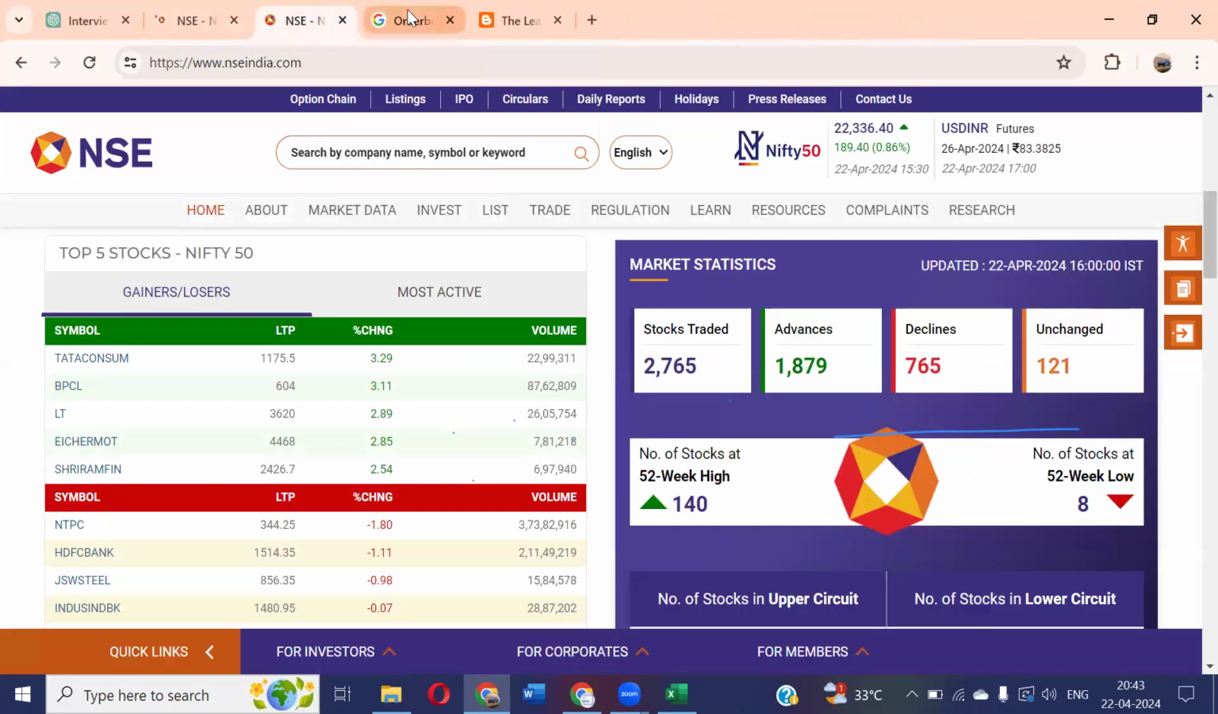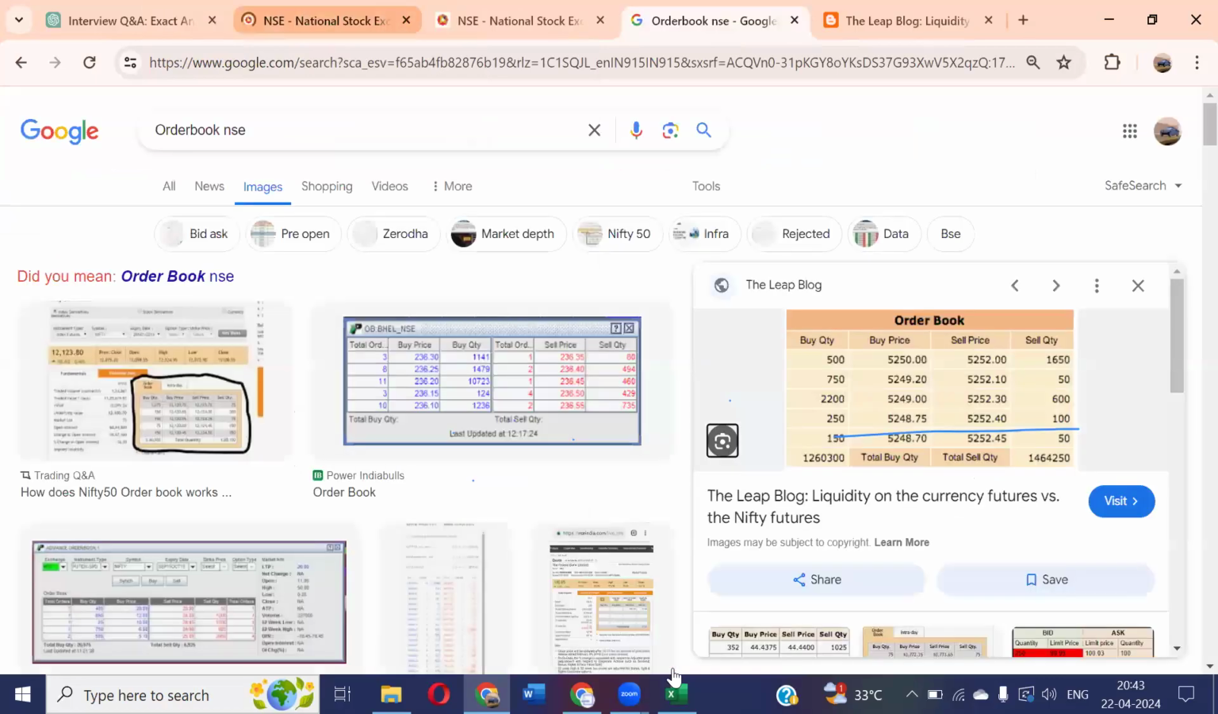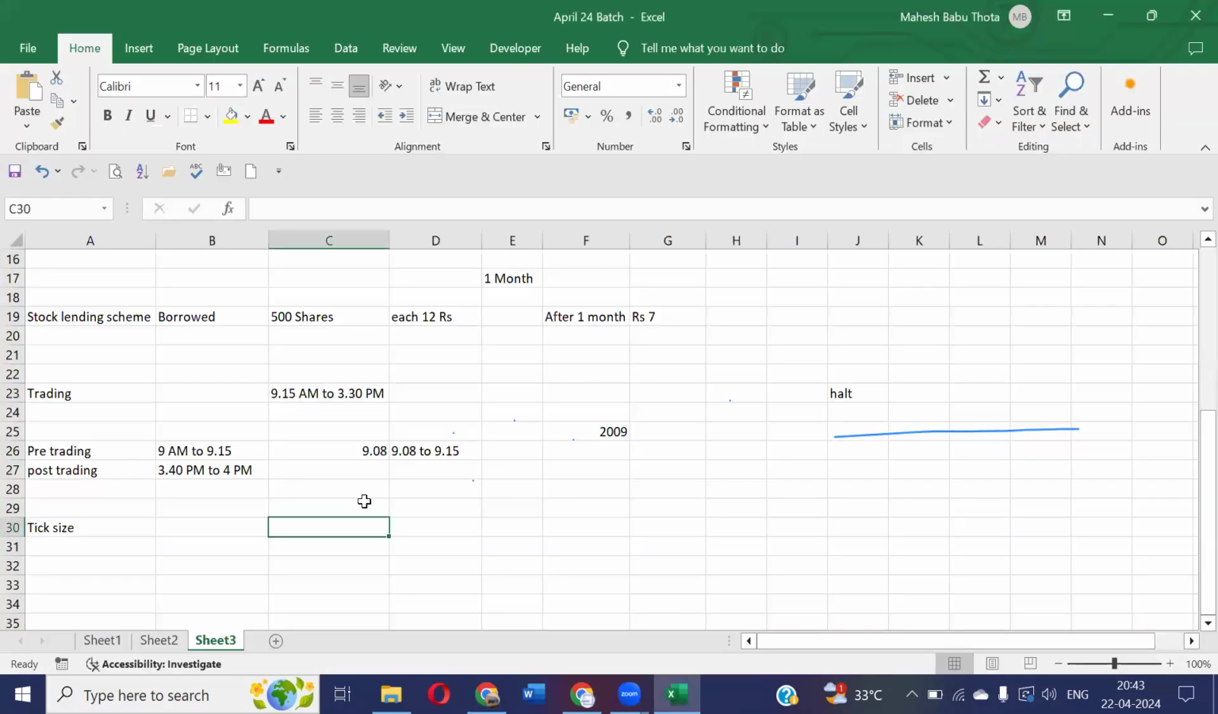I'll ask my friend to take a session on live trading as well. Once we are done with the derivative concepts, he will take it, because he's trading majorly in equities and derivatives. So he will guide you guys. Tick size is nothing but the minimum difference between two orders. That's what we can remember.